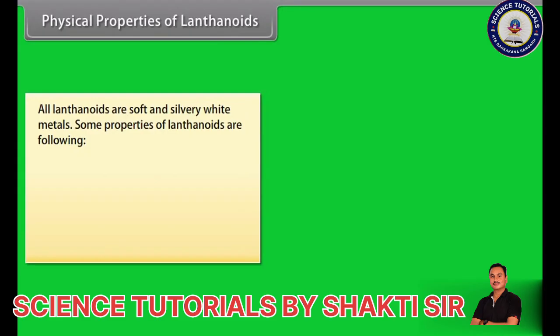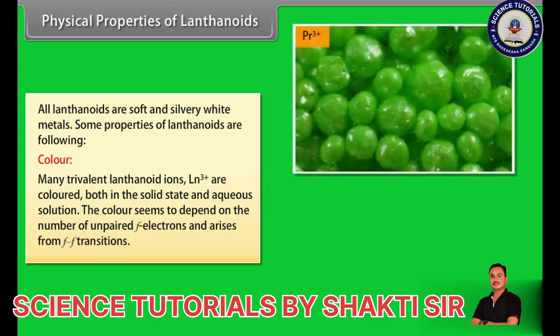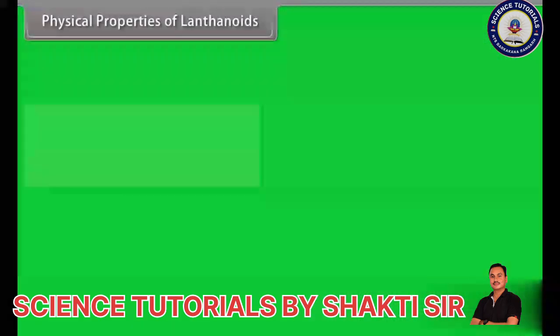Some properties of lanthanoids are following. Color. Many trivalent lanthanoid ions, Ln3+, are colored both in the solid state and aqueous solution. The color seems to depend on the number of unpaired f electrons and arises from f to f transitions. For example, Pr3+ is green and Pm3+ is pink.